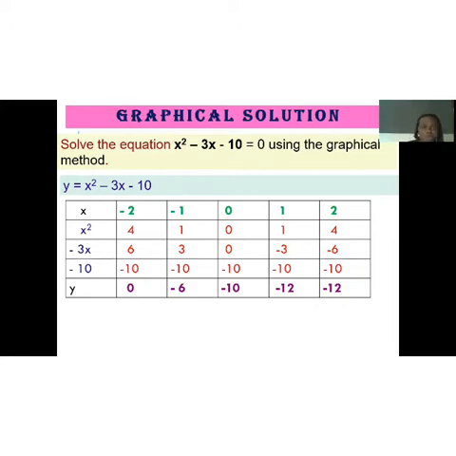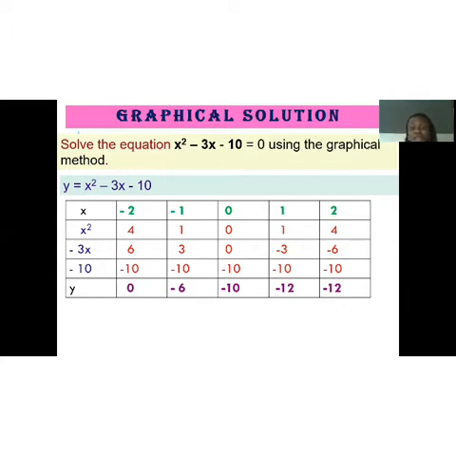Now, the next column you have to calculate. So x squared, we're going to calculate for each value of x. Take note. For x squared, when x is minus 2, x squared will be 4. When x is minus 1, x squared is 1. When x is 0, x squared is 0. When x is 1, x squared is 1.